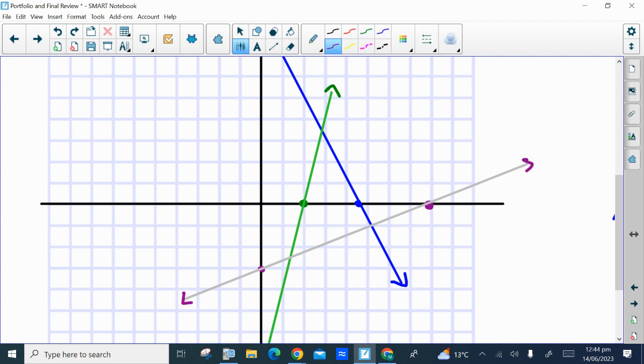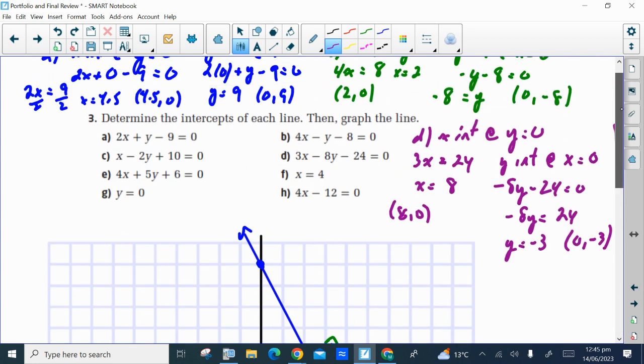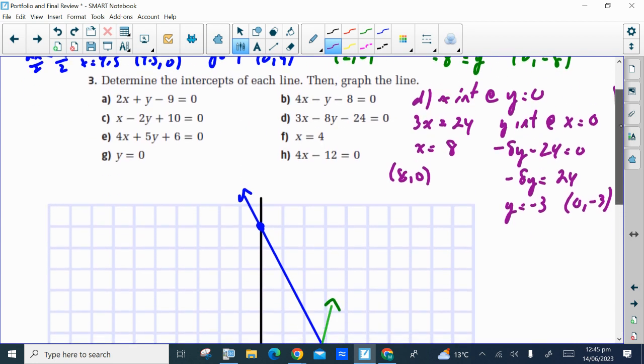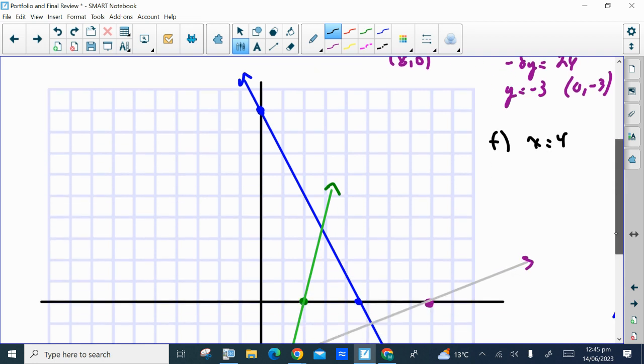So there's that line. Again, we graphed it by finding the intercepts. Okay, let's look at line F now. For line F, the equation says just x equals 4. That means that no matter what y is, x will never change. X is always equal to 4.